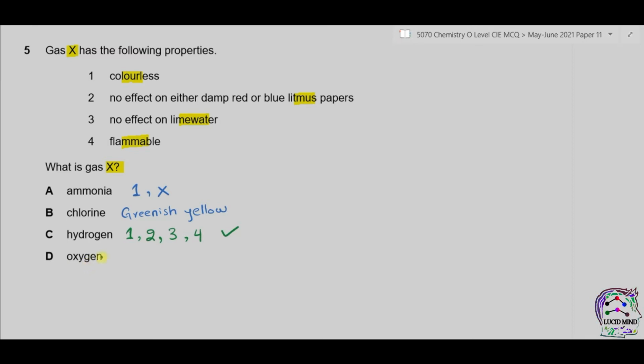Part D is oxygen. Oxygen is colorless. It has no effect on litmus papers, no effect on lime water, but oxygen is not flammable. It only helps in burning. So all 4 options are correct for part C, which is hydrogen gas.